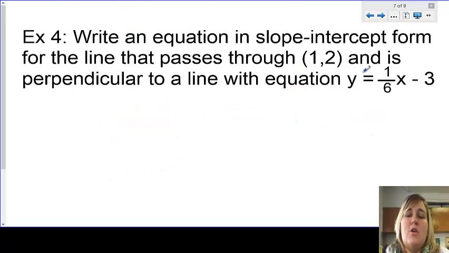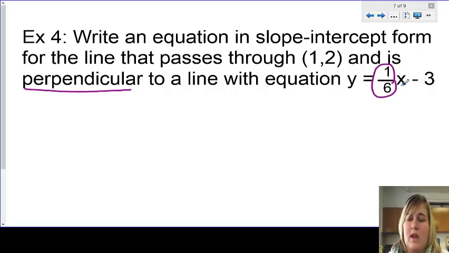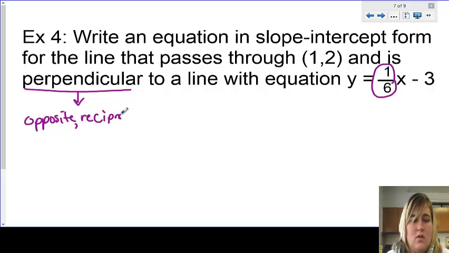Write an equation in slope-intercept form for the line that passes through 2, 1 and is perpendicular to the line with this equation. If it's perpendicular, I'm worried about the slope, right? Perpendicular lines have opposite reciprocal slopes. Again, they're giving me a point and they're telling me the slope.